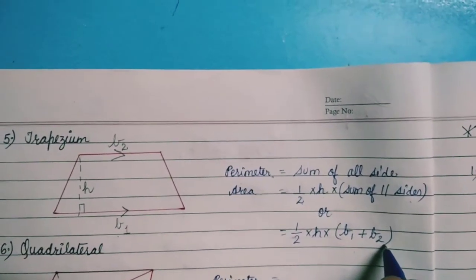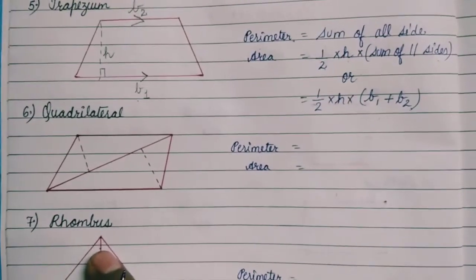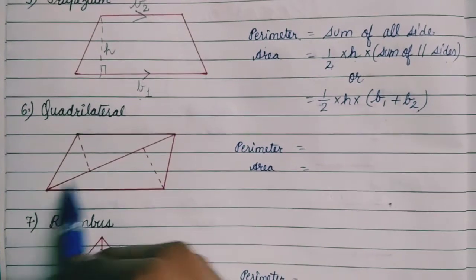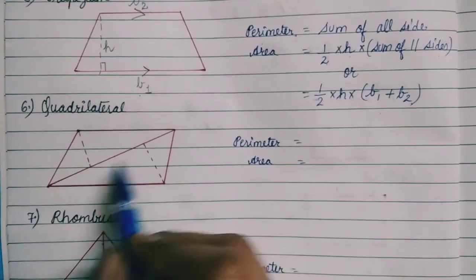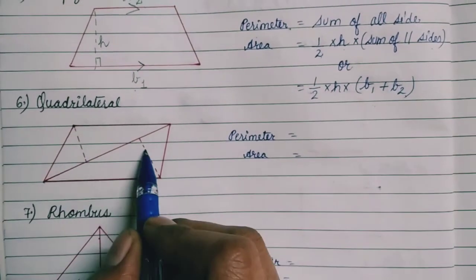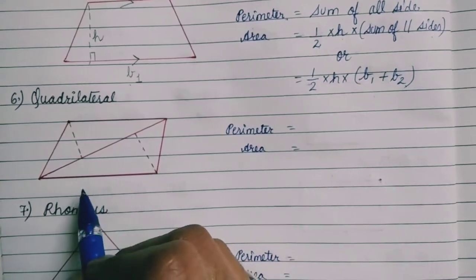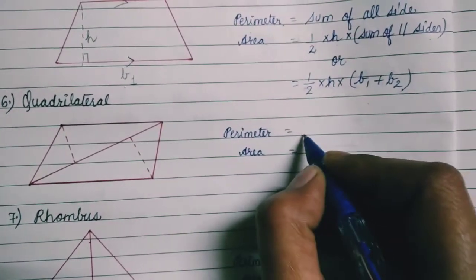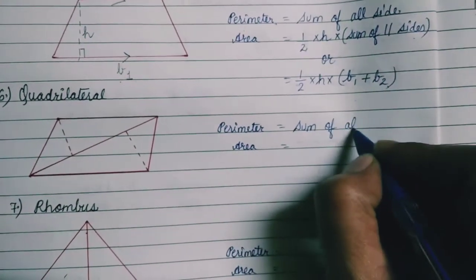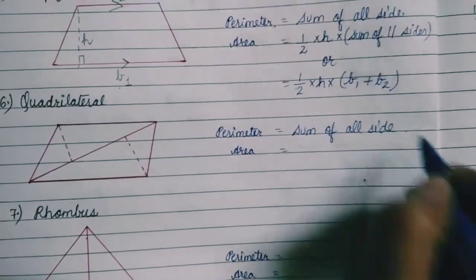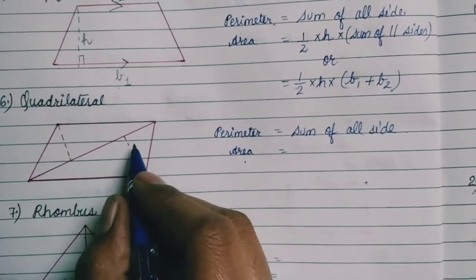Now we have one more quadrilateral, in which we have a diagonal with two heights. On that occasion, how can we get the area and perimeter? The perimeter we can simply get by adding the sum of all sides. But what about the area when we have two heights and one diagonal?